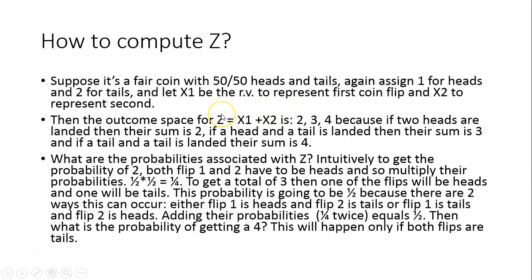And so the first thing to do is tell me all possible values that z can take on. If x1 can take on 1 and 2, and x2 can take on 1 and 2, then what? The minimum possible value of z is when x1 is 1 and x2 is 1. In this case, z will be 2. z can be 3 when x1 is 1 and x2 is 2, or x1 is 2 and x2 is 1. And z can be 4 only when x1 is 2 and x2 is 2.